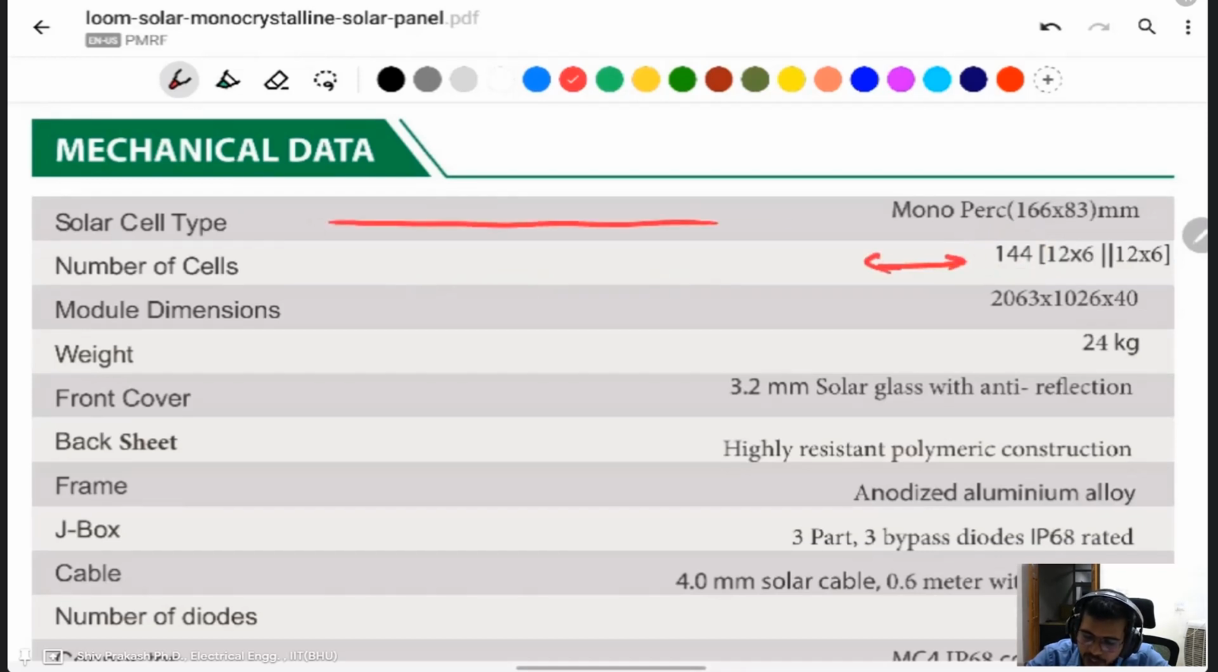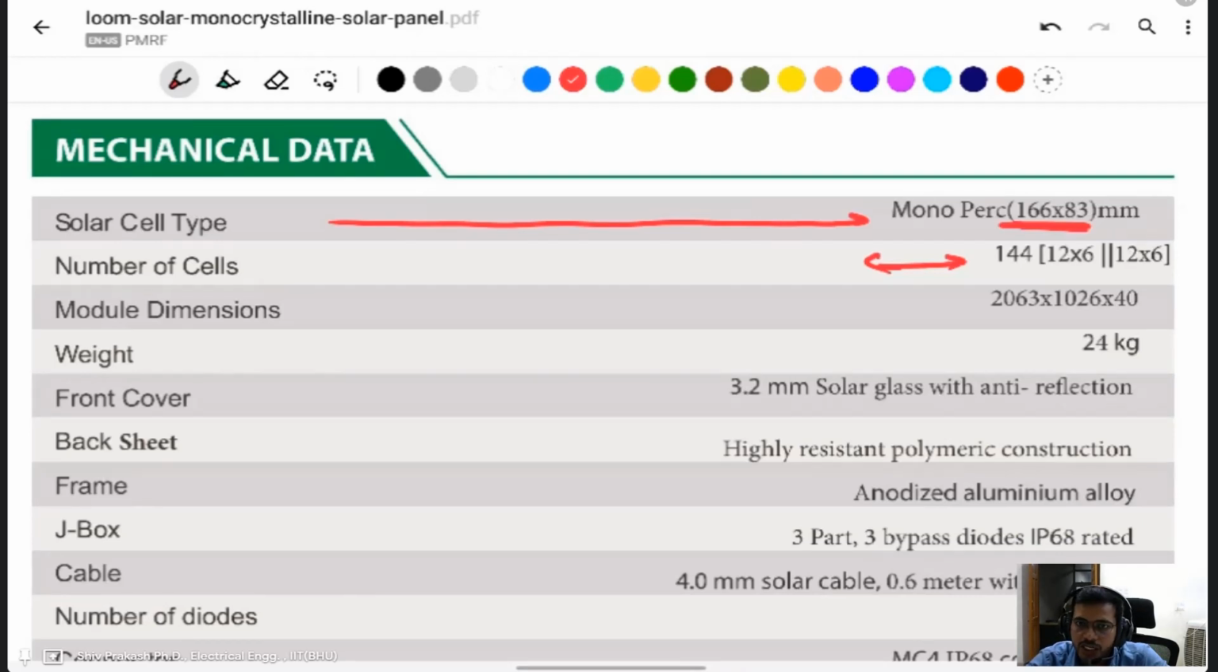Cell type is given and cell dimension is given, 166 into 83. 166 is the length and 83 is the width. Then you can calculate the area of this one. From the mechanical data you can calculate the area, and insolation is given, 1000 watt per meter square and 800 watt per meter square. Then from there you can calculate the input power.